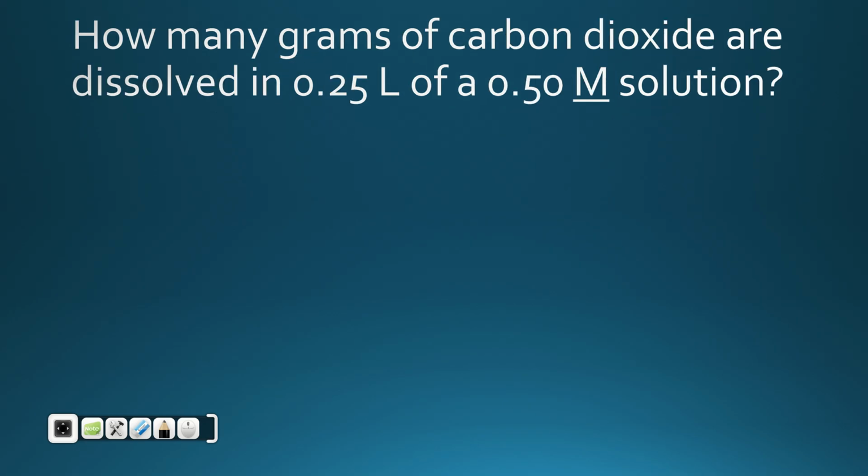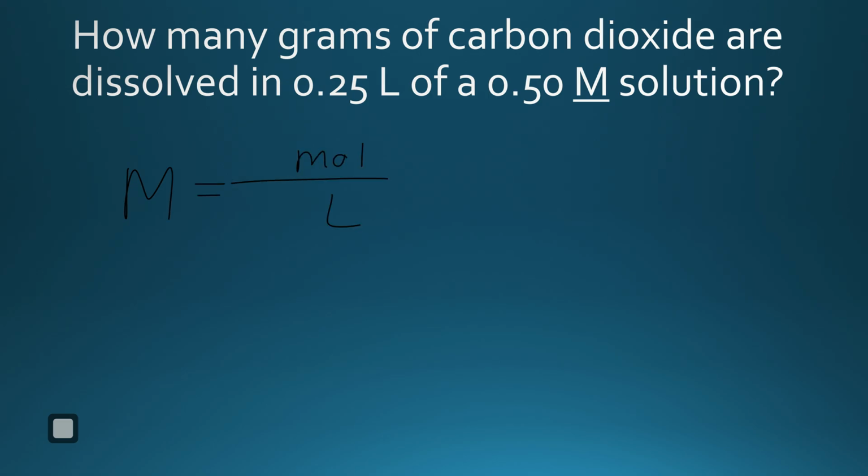All right. How many grams of carbon dioxide dissolved in 0.25 liters of 0.5 molar? So let's check this one out. Again, guys, it makes it easy if you always write out the formula and write in what you have. 0.25 and 0.50. You should not get this confused. This is not moles. It's big M. So I can solve for moles on top. Multiply 0.25 on both sides. I get 0.125 moles. Technically 0.13 moles.